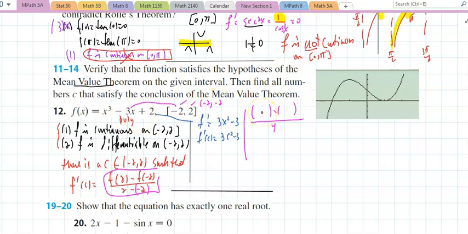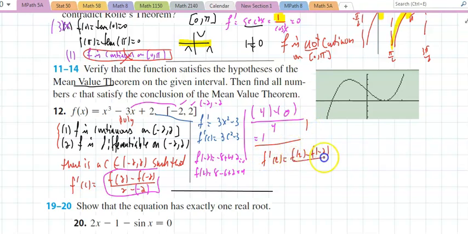Let me make sure. A negative 2 in there, that's negative 8 plus 6 plus 2. I'm getting that to be a 0. And if I plug in f of 2, that is 8 minus 6 plus 2, that's 10 minus 6, that's a 4. So that is 4 minus 0 over 4. So that's a 1.